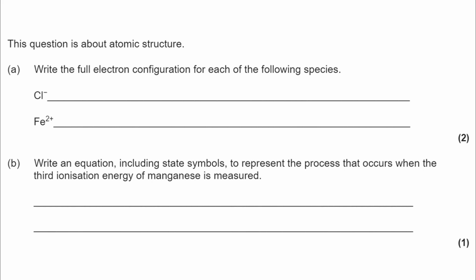This is a question based around atomic structure. We've got a number of stages. I'm going to recommend you try each of those first, and then once you've had a go, review the answers. So it goes as far as part D. Here's A and B.